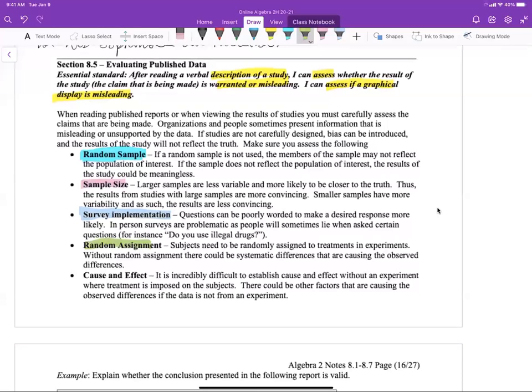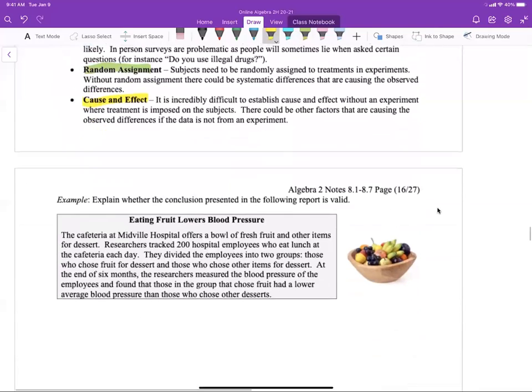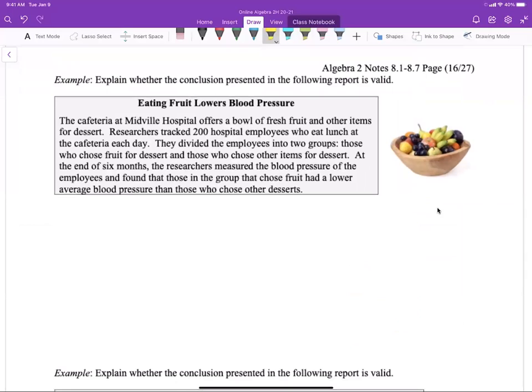All right, cause and effect. It is incredibly difficult to establish cause and effect without an experiment where treatment is imposed on the subjects. Okay, so if they are claiming a cause and effect, yet they did not do an experiment where they used proper techniques, how can they claim a cause and effect? Because there could be other factors that are causing the observed differences if it's not from an experiment. All right. So now let's go look at some actual studies and see if we can find the things that are wrong with the studies, if anything.